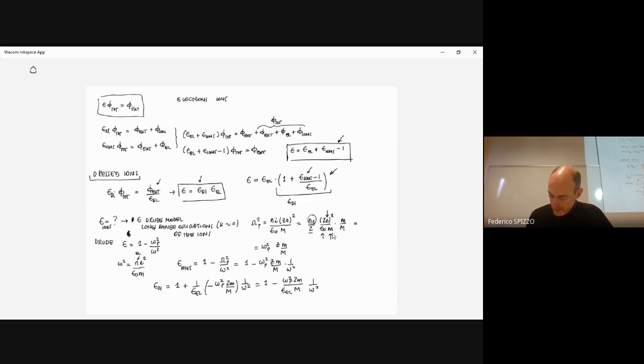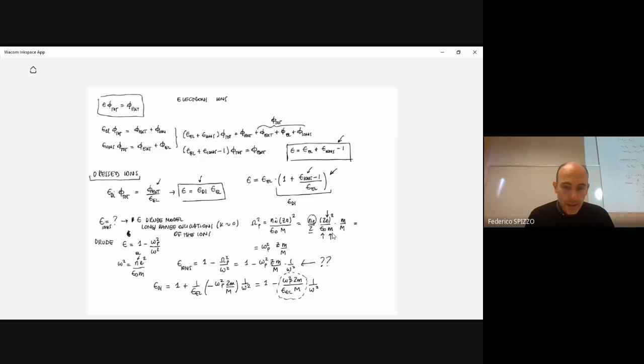Now, please note this point because it's an important point. What is wrong? Is there something wrong with this equation? So, is there something wrong with the ion contribution? So, what is wrong with that term there?